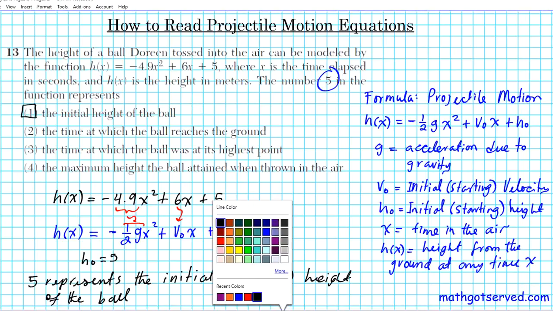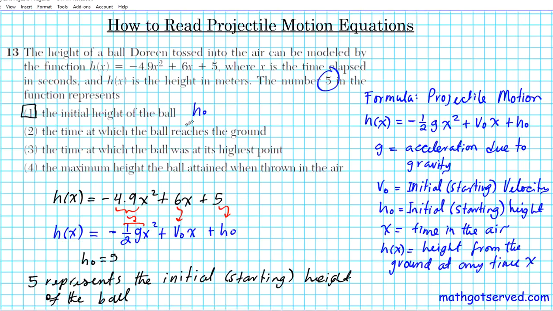Now let's attack the other options, okay? They are important for you to know because on your Regents exam, you might be asked to find the other components. Alright, so for initial height, that's h sub 0. Now, what if you want to find the time at which the ball reaches the ground? When the ball reaches the ground, the height from the ground is going to be 0. So in that case, for number 2, you want to solve when h of x is equal to 0. You want to solve that equation, or you want to find the zeros using a graphing calculator of this equation right here.